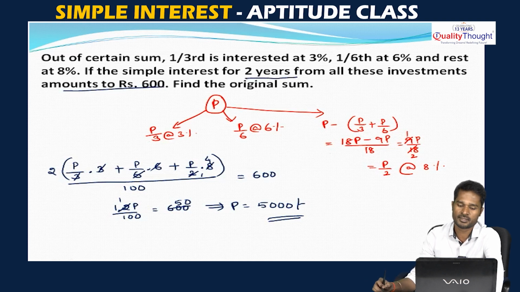P value for the first case is P by 3 into the rate of interest 3 plus P by 6 into 6 plus P by 2 into 8, and 100 is common everywhere. So, I took it as common. So, cancel the things, 3 3 will cancel, 6 6 will cancel, 2 ones are 2, 2 fours are 8. 4P plus P, 5P plus P, 6P into 2 is 12P by 100 is equal to 600. So, P is equal to 50 into 100, that is 5000 rupees. So, this is how we will calculate the things here.